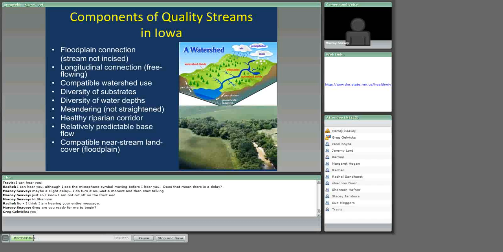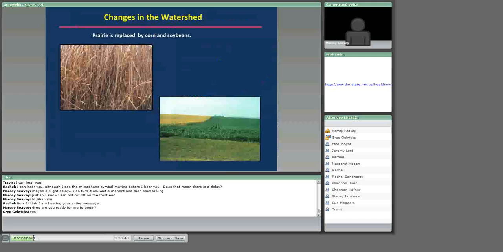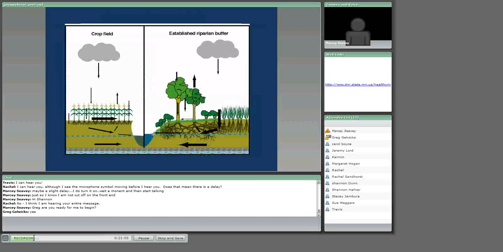Some of the changes that have occurred in Iowa, one of the biggest changes to the watershed in Iowa has been that prairie has been replaced to a large extent by corn and soybeans. And this has altered the hydrology of streams and the pathway by which water gets from precipitation to the streams and the rate that it does that.